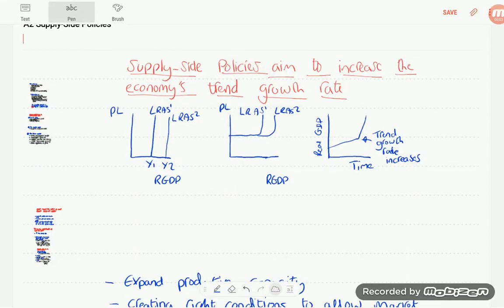Supply-side policies. Supply-side policies aim to increase the economy's trend growth rate. The aim of supply-side policies is to expand the productive potential, i.e., the long-run aggregate supply of an economy, or to increase the trend rate of growth, as shown in these diagrams.